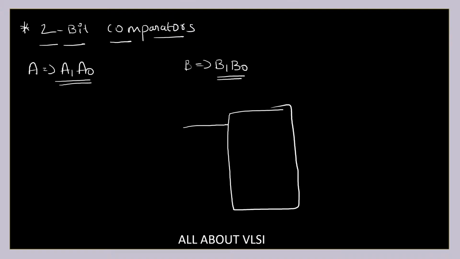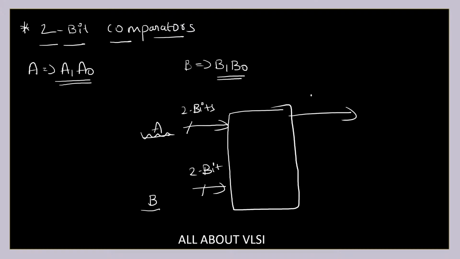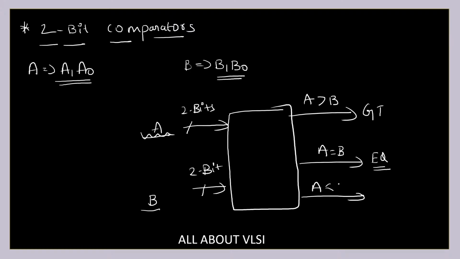This comparator is going to have inputs A and B, where A is basically 2 bits and B is basically 2 bits. And it can compare, let's say if A is greater than B, then I'm going to have a signal representing that particular condition. And if A equal to B, I can use a signal which is known as equal for representing this condition. And if A is less than B, then I can use a signal which is known as LT.